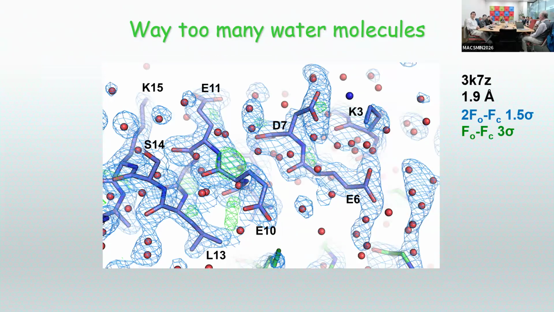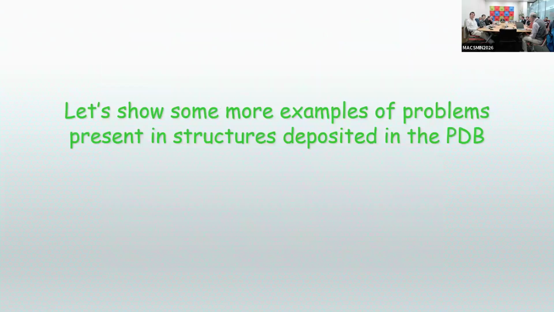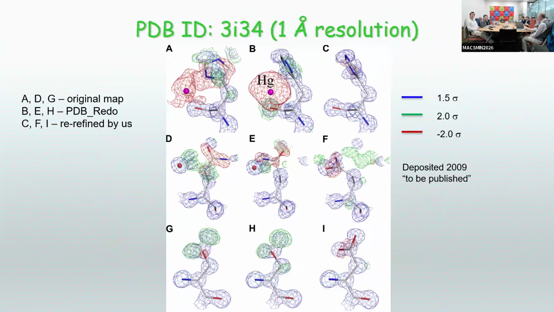And then of course there are some people who go the other way, and they drown their structures. So this one had about 7 waters per amino acid, and as you can see, a few of them even fit density. Not too many. Okay, so let's look at some other specific problems that we discovered in PDB.